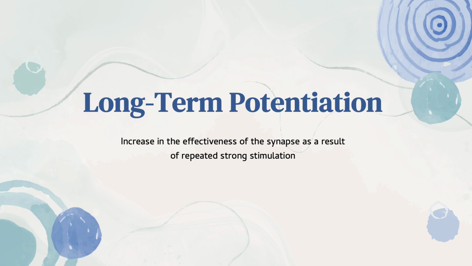Next we have long-term potentiation, which is pretty much the same thing as Hebbian synapses, but this is a more concrete, scientifically experimented idea, whereas Hebbian synapses are a theoretical concept based on a theory by Donald Hebb, which I'll talk about in the next slide. But anyways, long-term potentiation is the increase in the effectiveness of a synapse as a result of repeated strong stimulation. So basically, a synapse is going to be more effective when there's a strong stimulation, like a tetanus, as I talked about in the last slide.